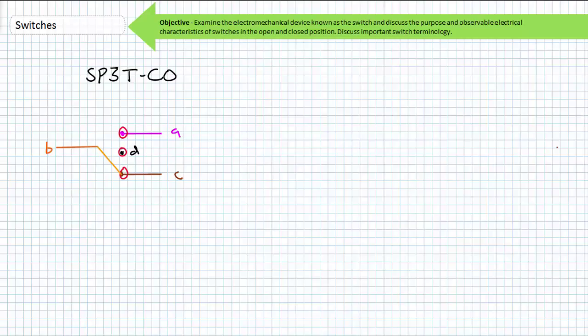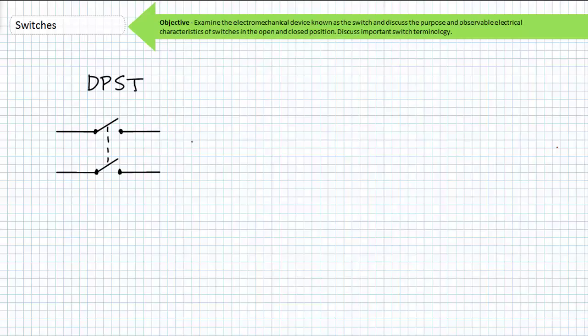Sometimes the initial for triple is replaced with the number 3, so a single-pole triple-throw with the center off might be initialized SP3TCO, where again CO stands for center off.